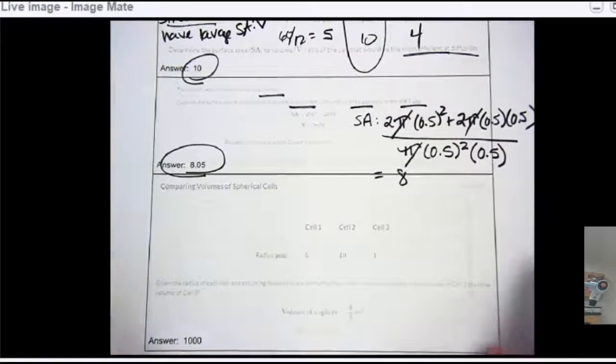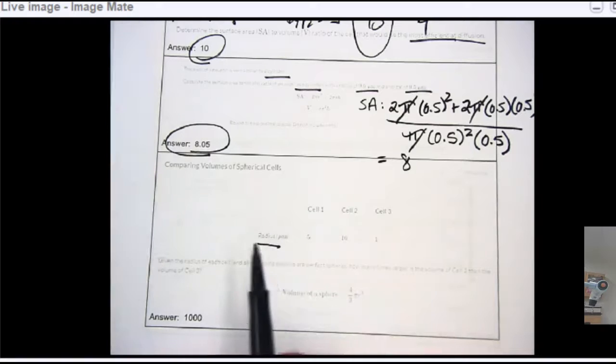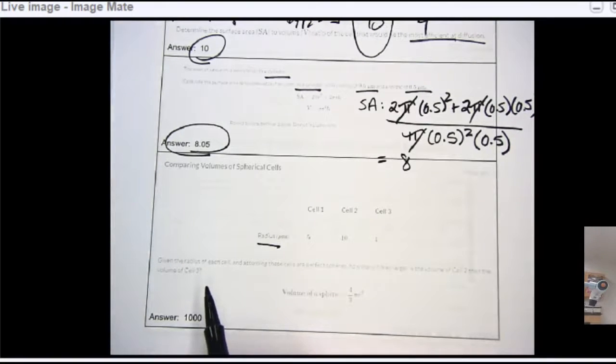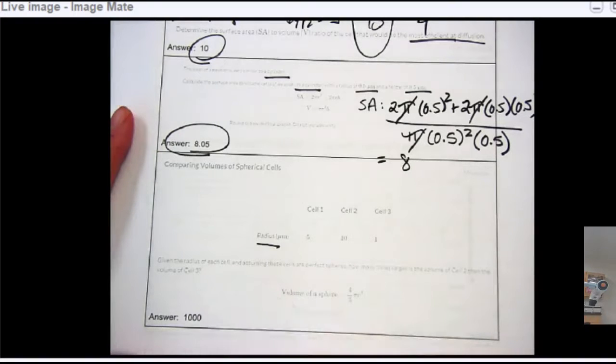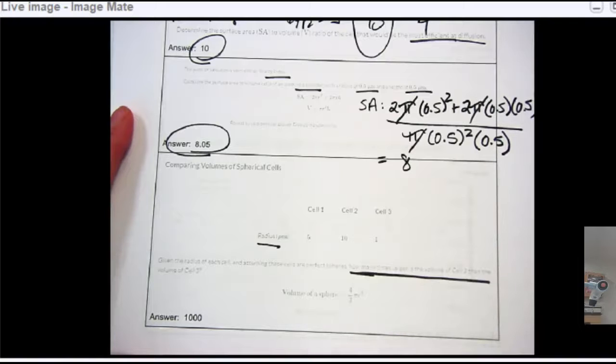Okay, so we still have one more surface area to volume question. All right, so for this one we have 3 cells. Each of those cells, they give you the radius. The one thing that I want you to watch out for is that sometimes they might give you diameter of some cells and you have to figure out the radius. So make sure that you're using radius and not diameter. But what they want you to do is find how many times larger is the volume of cell 2 than the volume of cell 3.